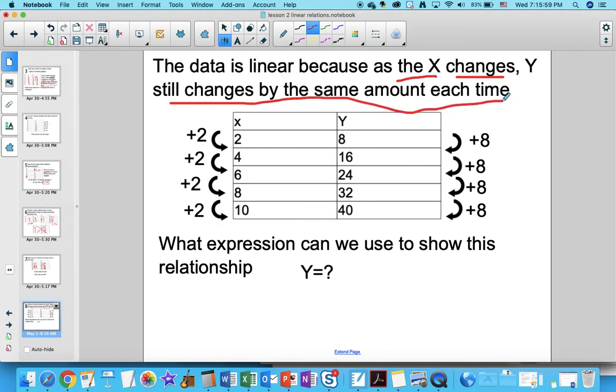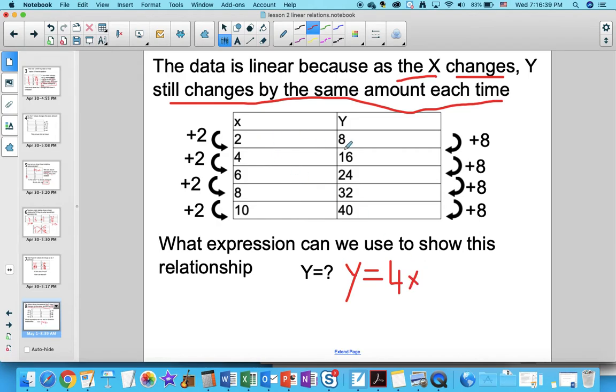You can see I'm putting emphasis on the y, right? The y needs to change consistently. Every time x changes by 2, the y changes by 8. So what expression can we use to show this relationship? What do you notice about the x and y? What could you use? Y equals what? Well, in this case, y equals 4x.